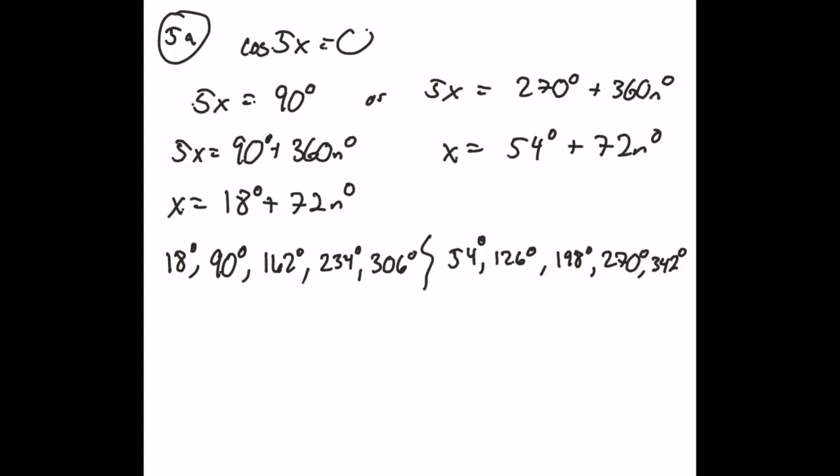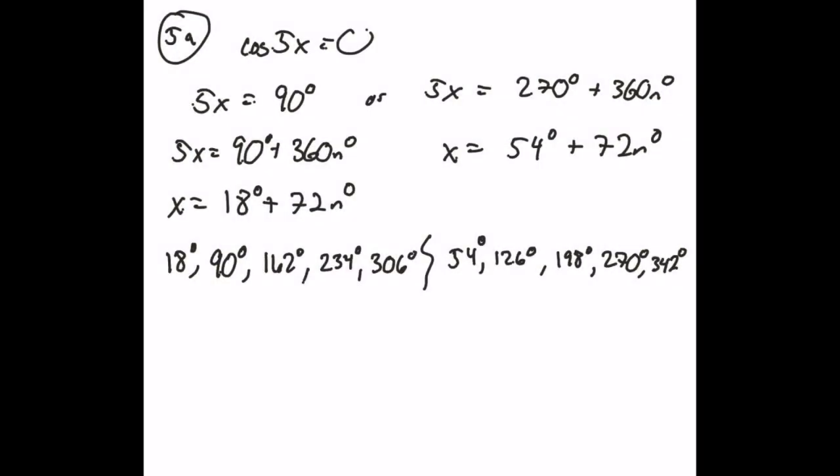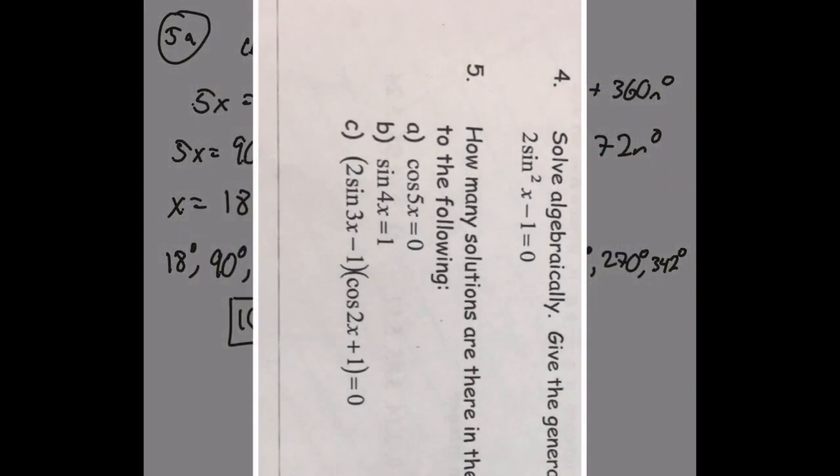Okay. So we got, let's see, for this one, 0 to 360. 1, 2, 3, 4, 5. So we have 10 results for 5A. Let's go on to 5B.